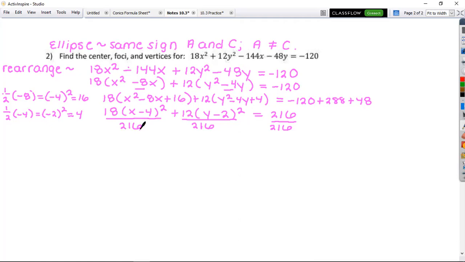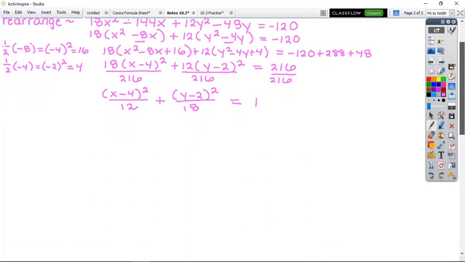And now what I do is just reduce these. So 18 divided by 216, math, enter, enter. This just gives me 1/12. Plus y minus 2 squared over 12 divided by the 216 leaves me with 18 on the bottom, equal to 1. So a squared is always located beneath your major axis. So this time my larger number is underneath the y, indicating that I have a vertical major axis instead. So again, all those are good details to kind of immediately write down.